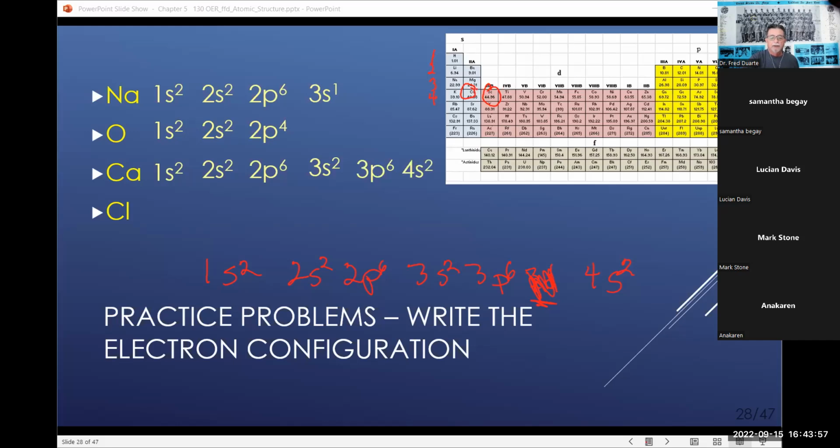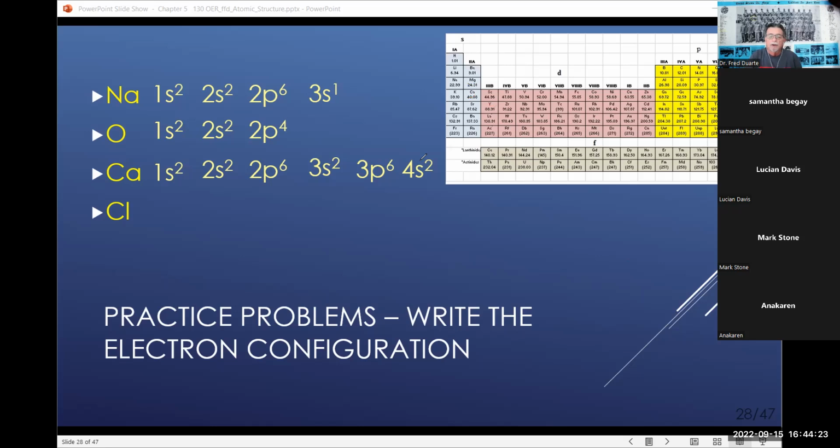4s2. Now, if you look at calcium, it's in Roman numeral 2A. That tells you there are 2 valence electrons in the outermost shell, which happen to be in the 4th energy level, because that's the period that calcium is in.